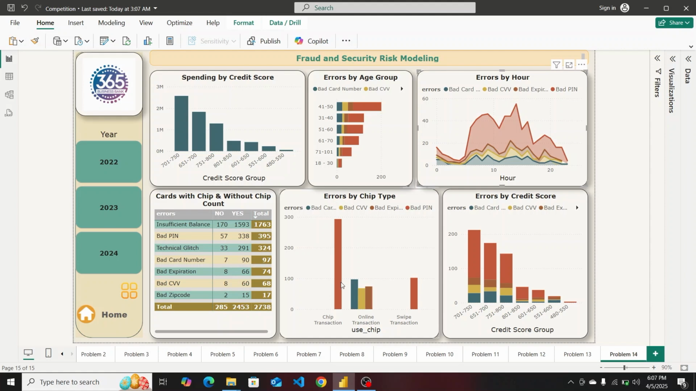Error by chip type shows that chip transactions and swipe transactions have bad pin errors, but online transactions don't have any bad pin error. So this is the target age group, 30 to 60, to avoid bad pin error. So that's all from my dashboard.